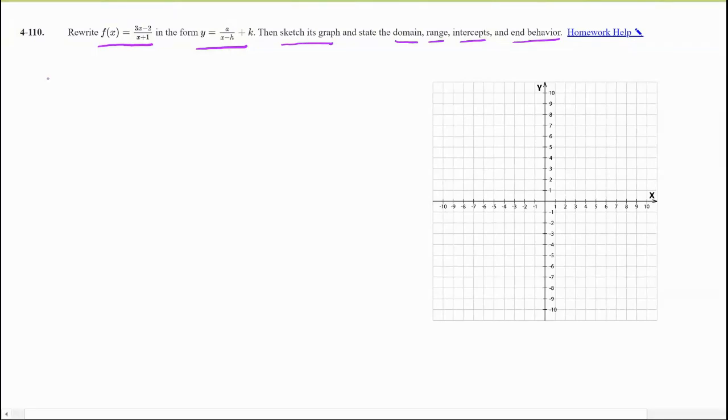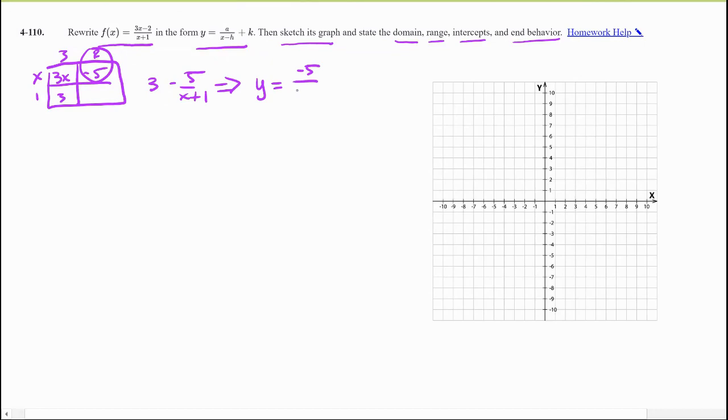So when I use division here, I am seeing what do I need to multiply by x plus 1 to get to 3x minus 2. That would be negative 5 here. So there's my remainder. And 3 is my constant, so I have 3 minus 5 over x plus 1. And I'm going to readjust that to say y equals negative 5 over x plus 1 plus 3. So there's my rewritten piece in transformation form.